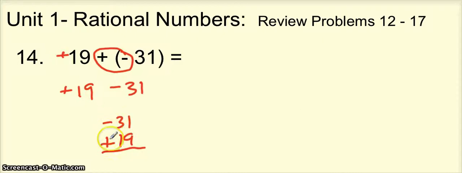Now we look at the signs. Since these signs are different, we're going to go ahead and subtract these numbers and keep the sign of the number with the higher absolute value. So let's go ahead and do that. Since I can't take 9 from 1, I'm going to need to borrow 1 from the 3. So this becomes 2 and this becomes 11. Now I can go ahead and subtract. 11 minus 9 will give me 2. 2 minus 1 will give me 1. And since the number with the higher absolute value is negative, my overall answer will be negative 12.